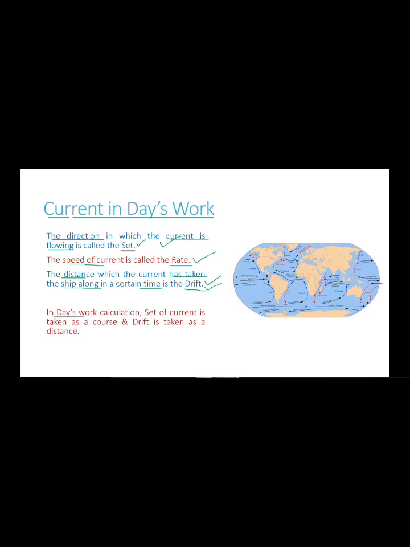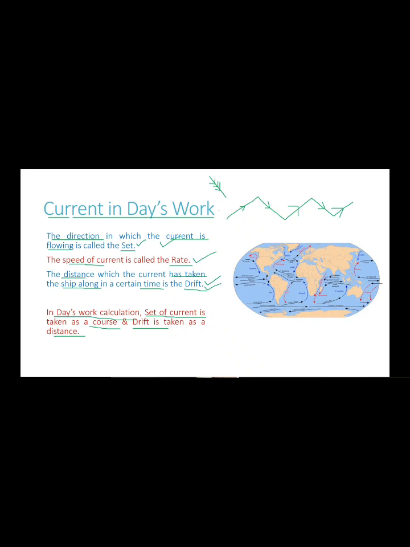Now, when we do the day's work calculation, if there is a current prevailing in that area, how do we account for that current? The set of the current is taken as a course and the drift is taken as a distance. Let us say you are proceeding on your passage from day 1 to day 2 and these are the different courses which you steered. And let us say there was a current prevailing in that area, in this particular direction, like this.